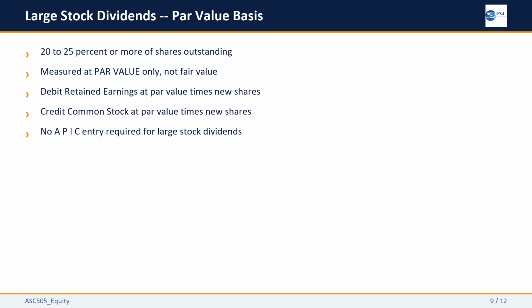A large stock dividend is 20 to 25% or more of shares outstanding, and here the measurement switches to par value only. The entry is simpler. Debit retained earnings for par value multiplied by the number of new shares, and credit common stock for the same amount. No APIC entry is needed. Why the switch to par value? A large distribution significantly dilutes the market price per share. Each existing share becomes worth substantially less. Using fair value in that context would overstate the transfer and mislead users, so GAAP requires the more conservative par value basis instead.